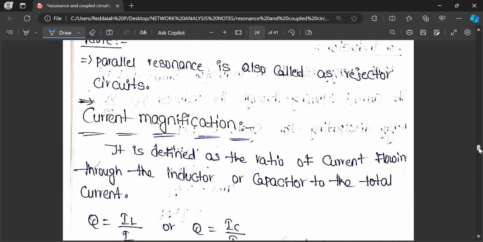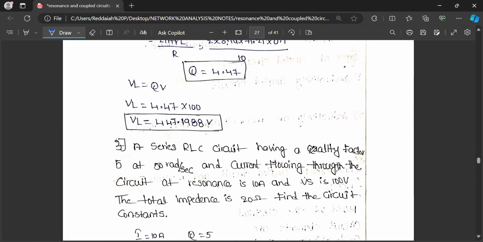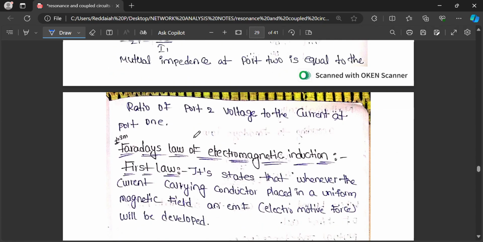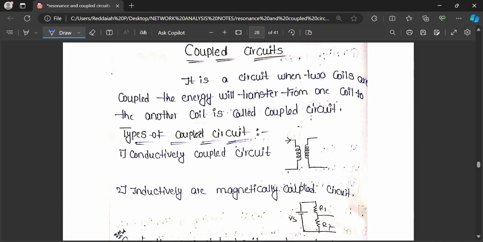Coupled circuits we will go to now, that we left in the previous chapter. The third unit is also similar to this. Third unit basics are important for this. Yes, you can see here coupled circuits.